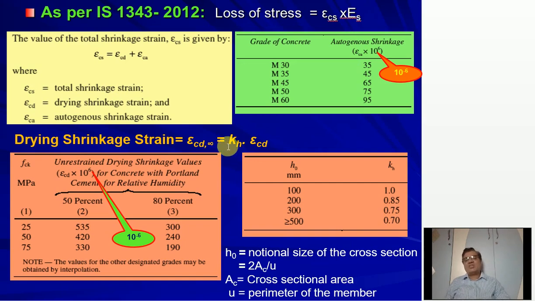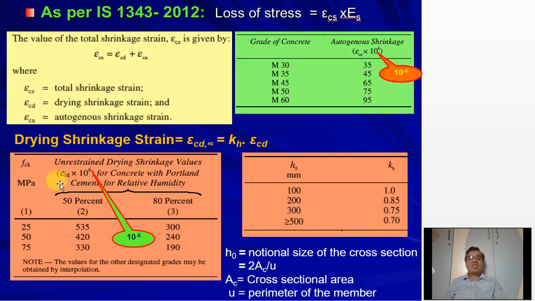What is kh? So actually kh, that value depends on the h0 value, and h0 is the notional size. So for 100 the kh value is 1, for 200 it is 0.85. What is that h0 notional size? Notional size is calculated as 2 into Ac divided by u. So Ac is the cross-sectional area and u is the perimeter of the concrete. That means this value depends on the surface area of the concrete. So it's the ratio of total cross-sectional area divided by perimeter. That is h0.